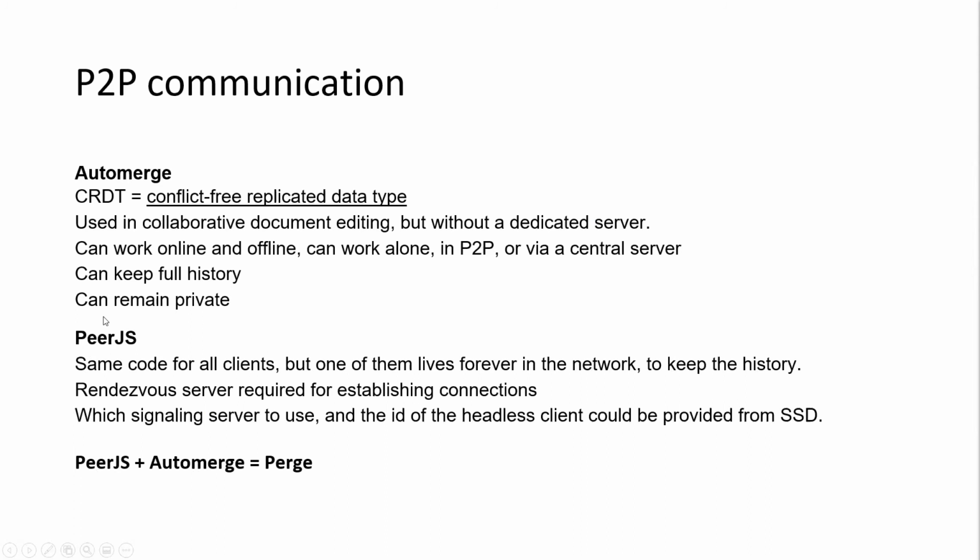Peer.js is a peer-to-peer communication library based on WebRTC, and it's used for video calls and audio calls. Now we just send simple messages. And Automerge is a distributed document synchronization, similar to Git for multi-user document editing, and Purge puts these two together.